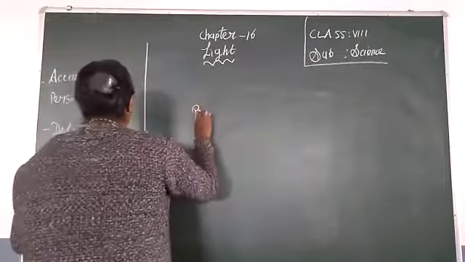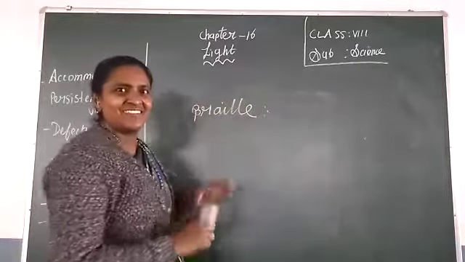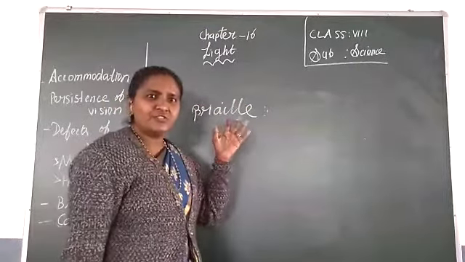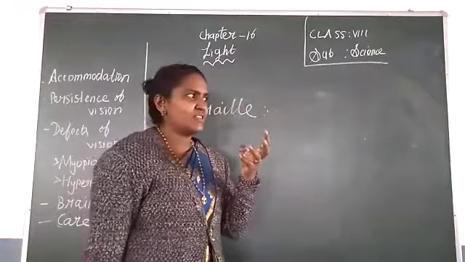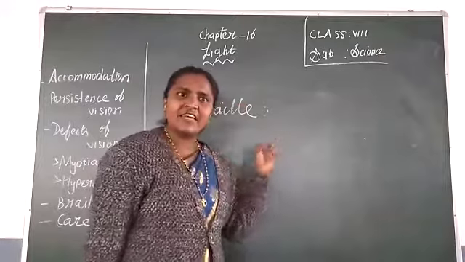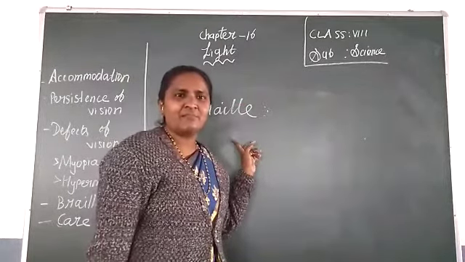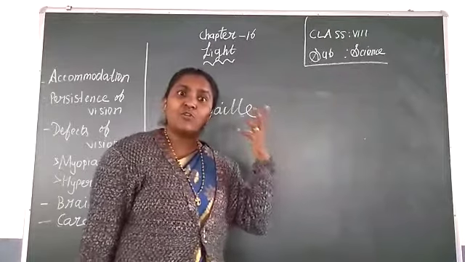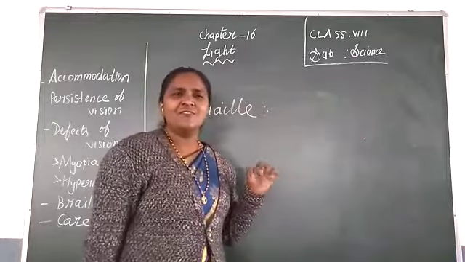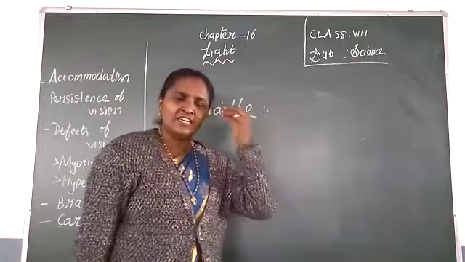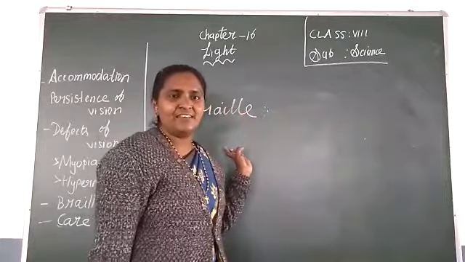What is Braille? This name, everybody is familiar with the word. Those who are blind can read with the help of this Braille system. It is named after the person Braille, who lost his vision when he was small, at the time of an accident. So he developed the Braille system.